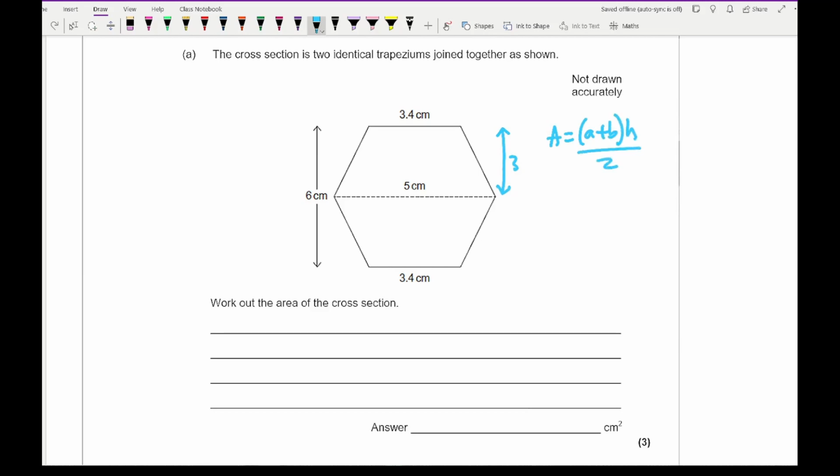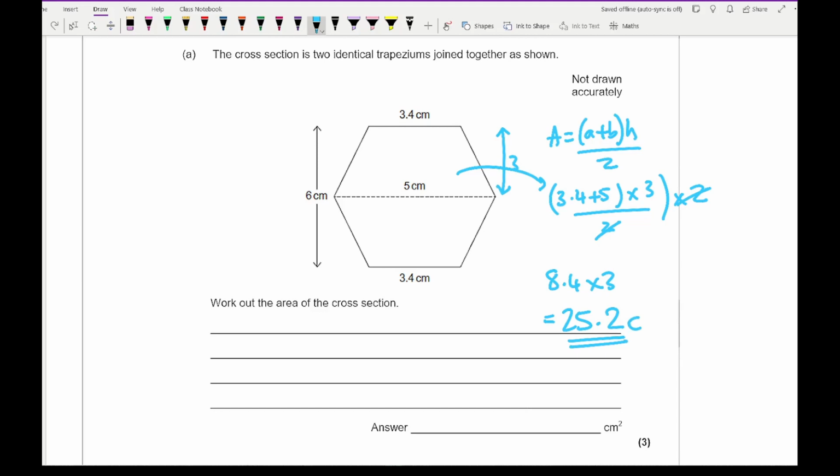So here what I've got is 3.4 plus 5 times 3 all divided by 2, and that's going to give me the area of one of those. But then if I multiply that by 2 to work out the total, then that 2 cancels with that 2, leaving me with 8.4 times 3. And if I then do 8.4 times 3, it gives me an answer of 25.2 centimeters squared.